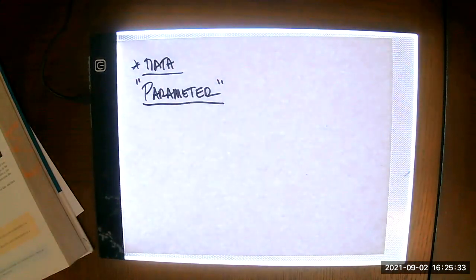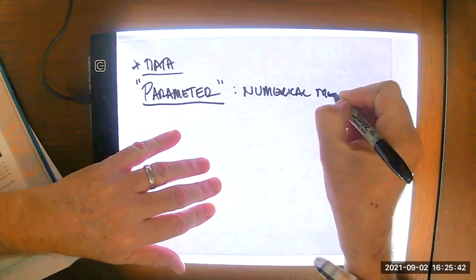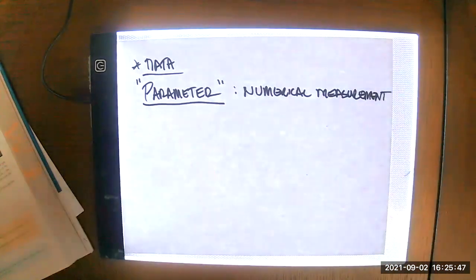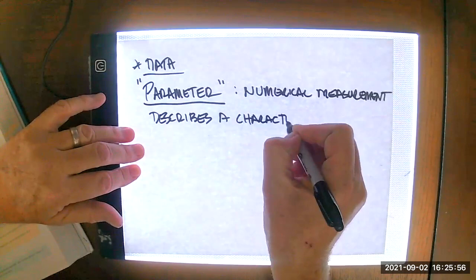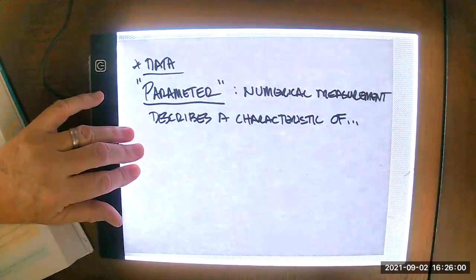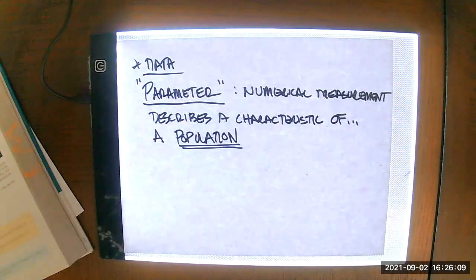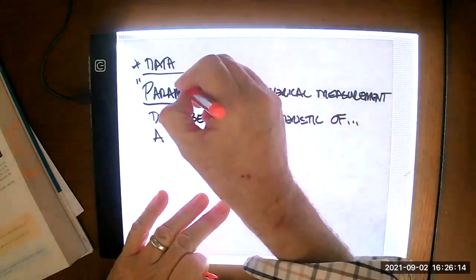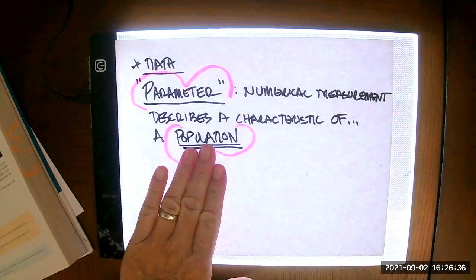If you look it up in your book, if you find it online, it is a numerical measurement that describes a characteristic of, and this is the important part, a population. I need to have you associate the word parameter with a population. Now, in almost all cases, knowing the exact value of a parameter is going to be an impossible task. Populations are humongous. Let me give you an example.